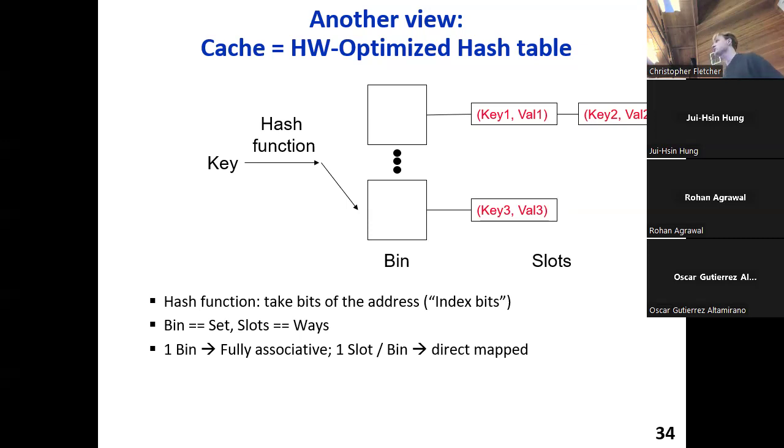If you have a cache which has one bin and however many slots associated with that cache's capacity, you have a fully associative cache. If you have one slot and many bins, you have a direct mapped cache. If you have m slots and n bins, where both m and n are greater than 1, you have a set associative cache.